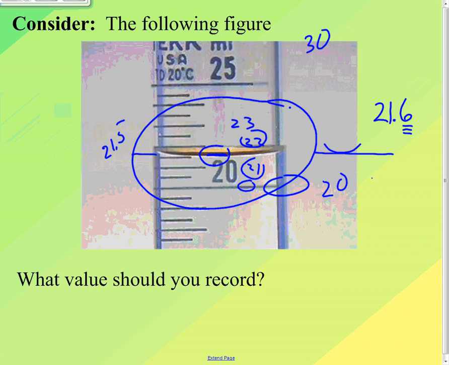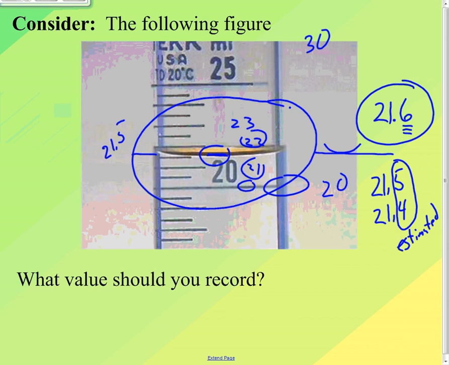You might look at that and say, oh, I think it's 21.5. Someone else might say, ooh, I think it's 21.4. But remember, this last digit that we write down is estimated, and so there is some uncertainty, and different people will see it differently. I write down 21.6. Now, what does that mean? That means I am absolutely certain, and I'll bet with my life that it is at least 21, that the 20 is absolutely correct and the 1 is absolutely correct, and I'm just going to estimate that it's 0.6.